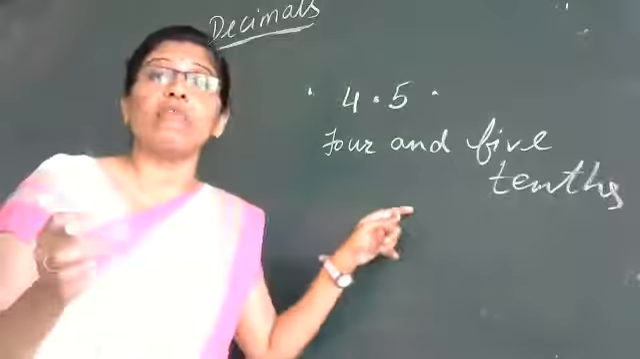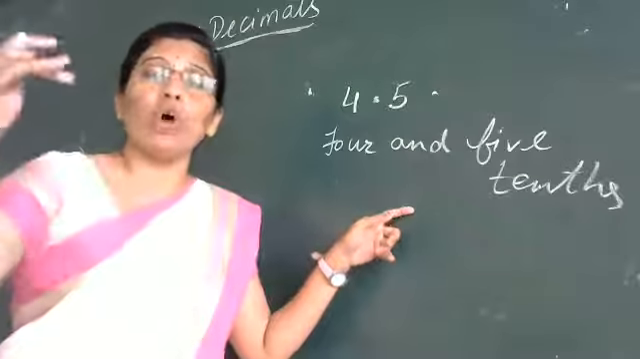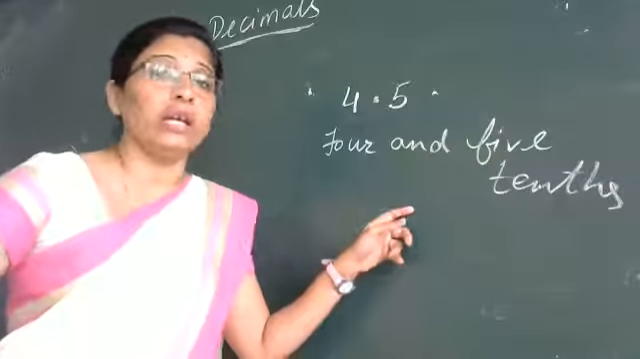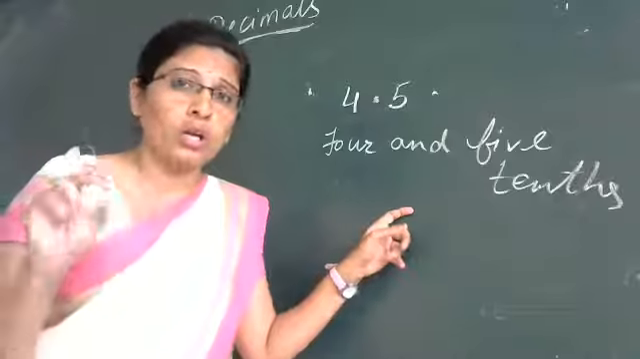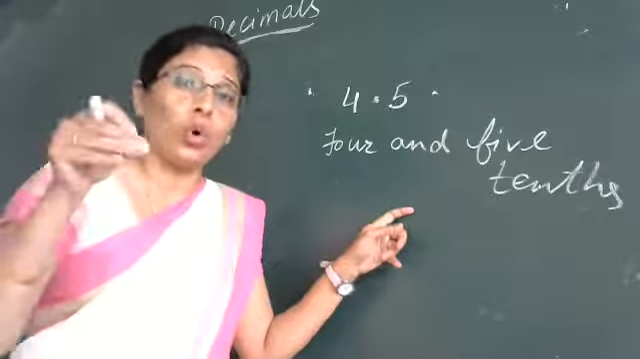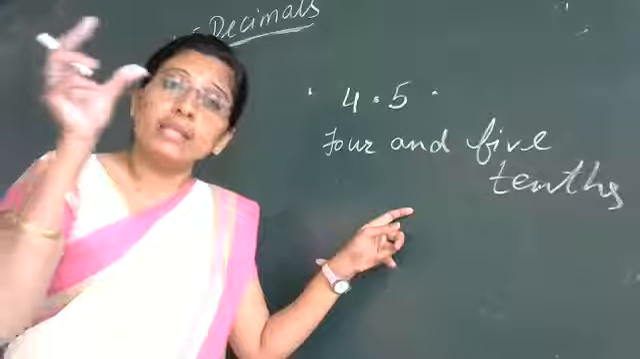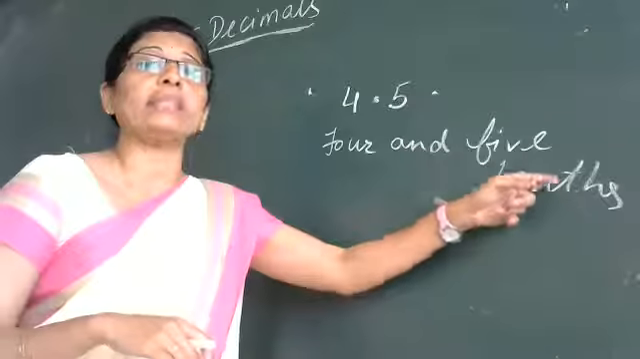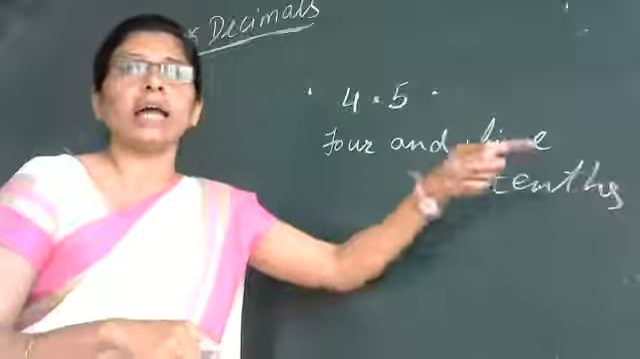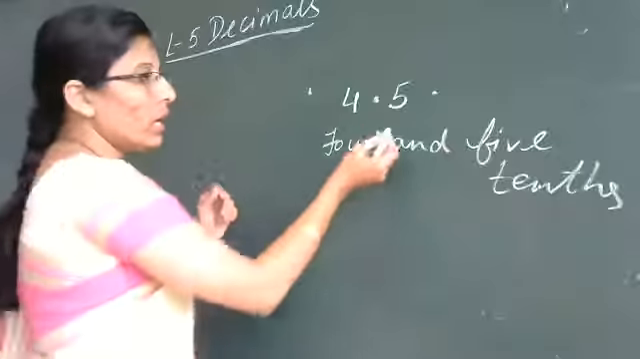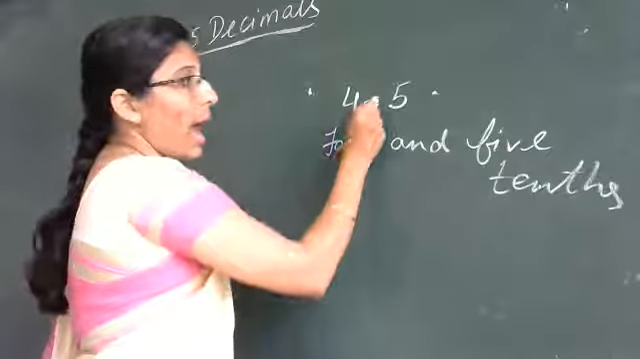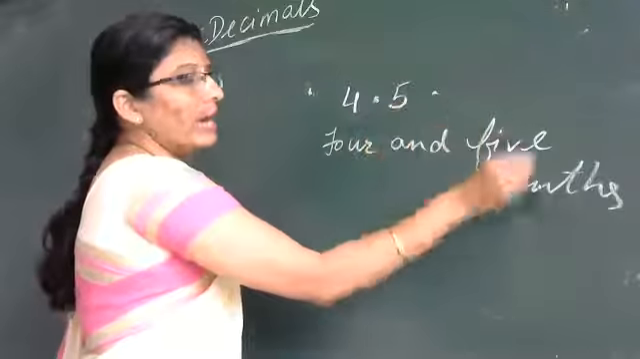According to the places, how do we write 2,433? You write in words, no? So there we write lakh, crore, million. Same method here, we have to write as tenths, hundredths and thousandths. So here, 4 and 5 tenths.